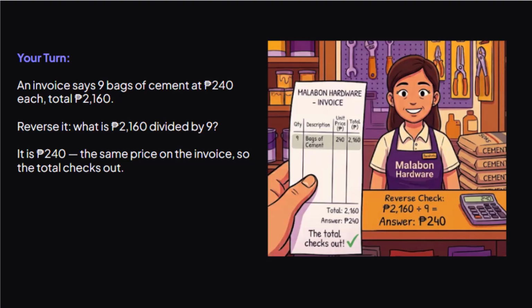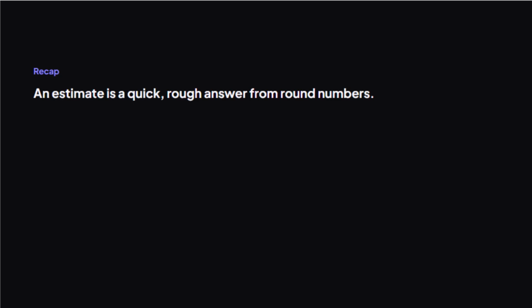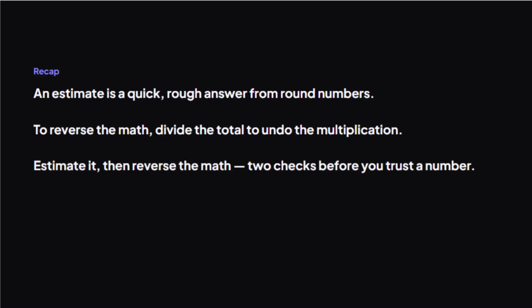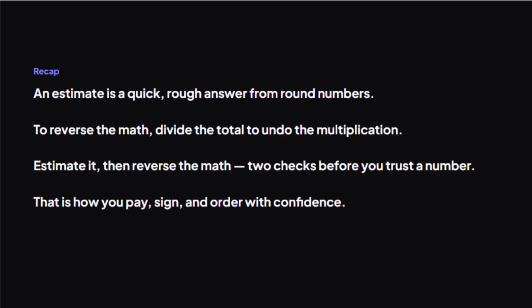I think we can proceed now with our recap. So for our recap, an estimate is a quick rough answer from round numbers. To reverse the math, divide the total to undo the multiplication. Estimate it, then reverse the math. Two checks before you trust a number. That is how you pay, sign, and order with confidence.